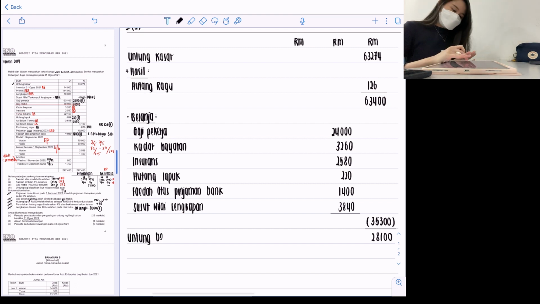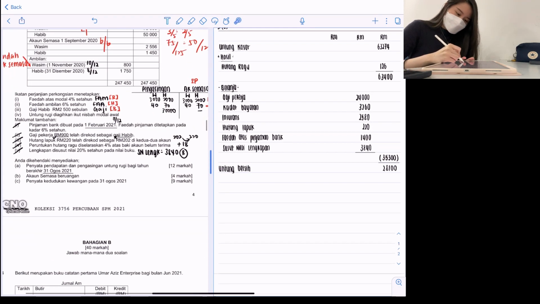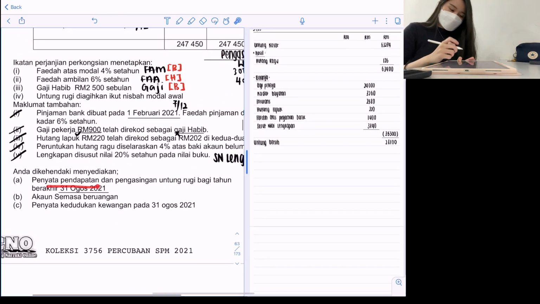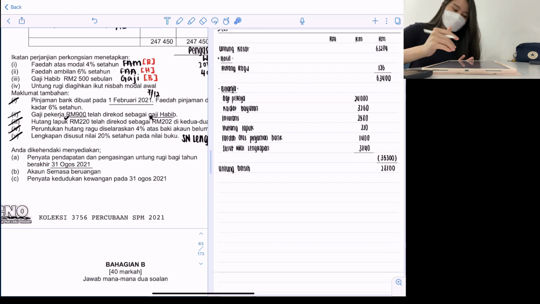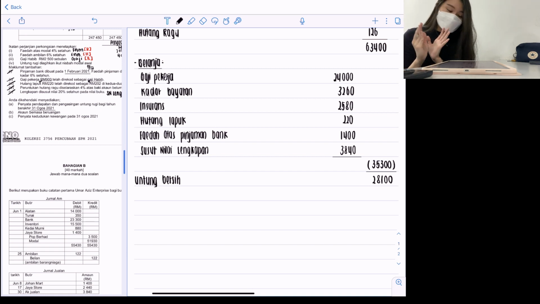Okay, now here, be aware that the question actually asks for part A to be penyata pendapatan dan pengasingan untung rugi. So your pengasingan untung rugi would have to be done underneath your untung per se directly once you have found it. So you cannot actually split it like how you usually do your Perkongsian question. So that's the reason I didn't draw the line underneath. So we will go ahead and start with the pengasingan. It is actually good because we don't need to spend time writing the title anymore.